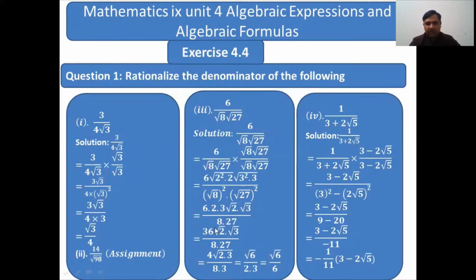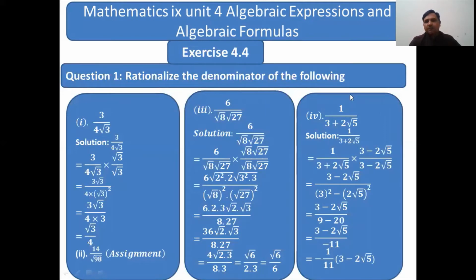So we have 36 square root of 2 times 3 over 8 times 27, and by using the product property we can write this as square root of 2 times square root of 3. Now we can cancel 4 from 36 and 8: 4 ones are 4 and 4 twos are 8. So we have square root of 6, since 2 multiplied by 3 is 6, so square root of 6 divided by 6.